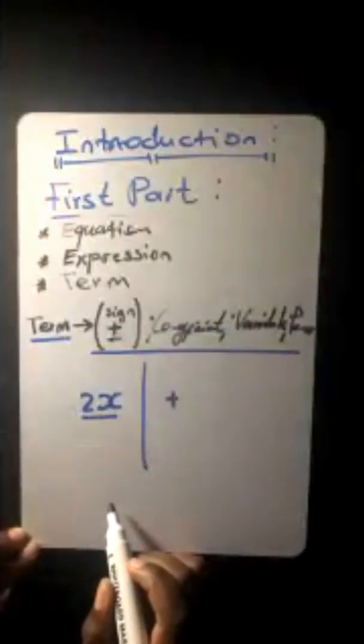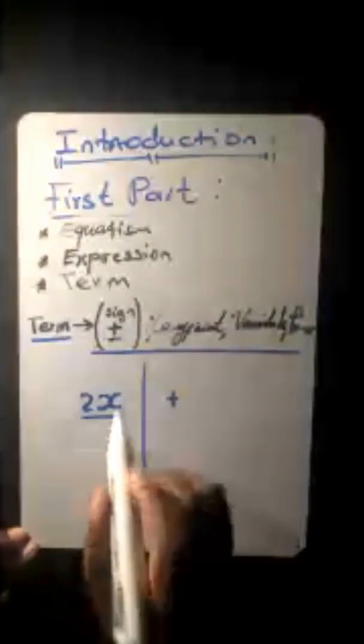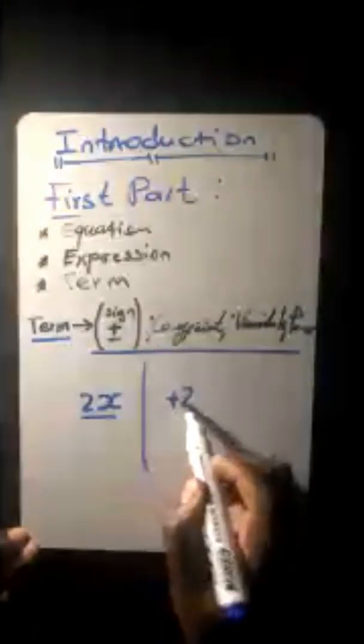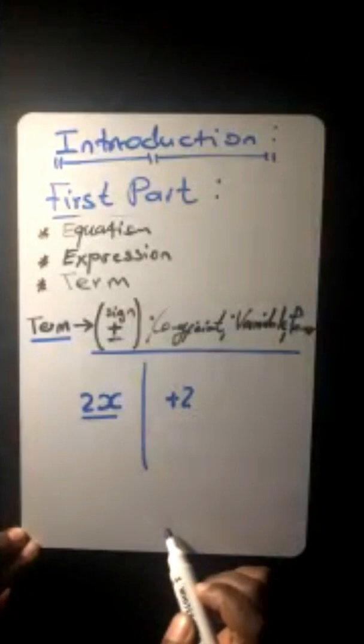What is the coefficient? The coefficient is the number that comes after a sign of a plus or a minus. In this case, it is 2. Good people, what is a variable?